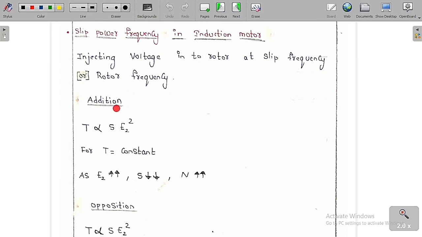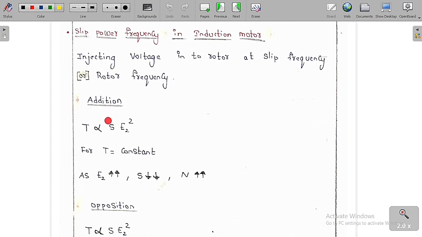Suppose we go with the addition process, then what are the effects we are going to see? As I have already told you, in the stable region, torque is directly proportional to S into V square by R2 into F. Let me assume R2 and F are constant. So torque is directly proportional to S into V square, or S into E2 square. Suppose the torque is constant; there is a constant torque demand.